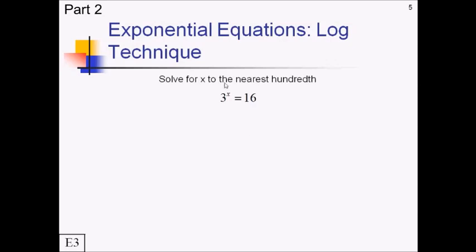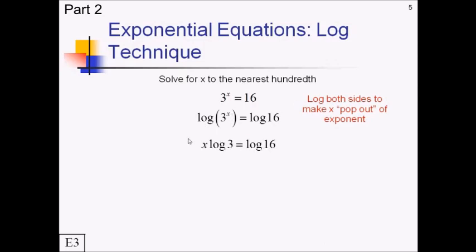Remember that when you take the log of something with an exponential term, that exponential term pops out as a coefficient. So what we're going to do here is take the log of both sides, and we have to do both sides because otherwise we're changing the balance of the equation. Take the log of both sides, and then that x is going to pop out as a coefficient. Now to get x by itself, we just have to divide both sides by log of 3. Now when you're dividing by logarithms, keep in mind that you are just dividing by a constant. This whole thing is one big constant. So we're going to end up with log of 16 over log of 3.